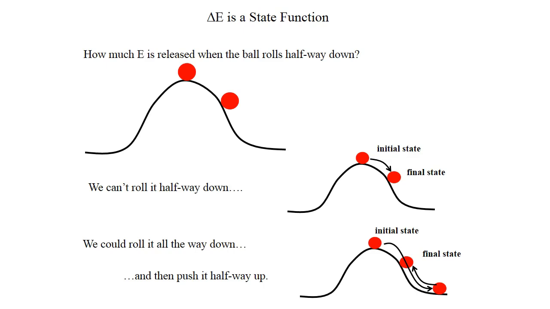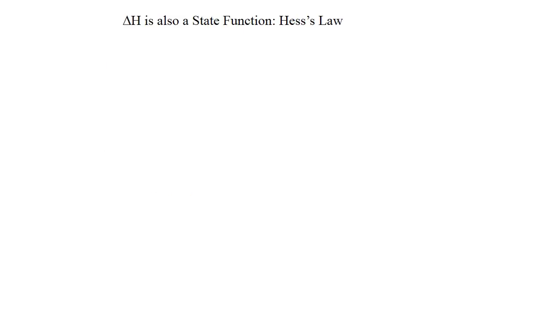And this is an introduction to Hess's law, which is the same idea, but they would be chemical reactions that we would be doing. So delta H is also a state function. Hess's law states that if we take a reaction, and this overall reaction is at the top, 2 moles of NO2 react to form 1 mole of N2O4.